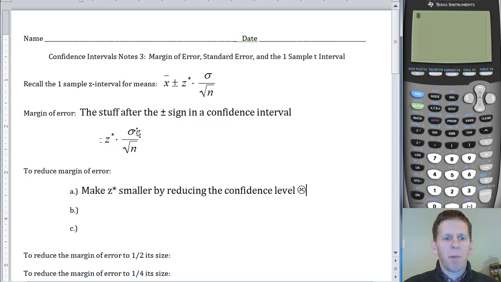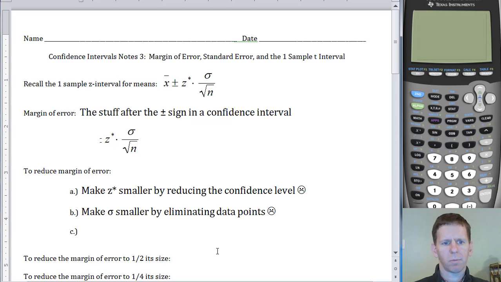So let's look at sigma. We could make sigma smaller as well. That's our population standard deviation. Usually to make sigma smaller, what that would require would be removing data points, especially points that are outliers. That's usually kind of a sticky situation too. We usually don't want to eliminate data points. Some people might view that as being kind of sketchy.